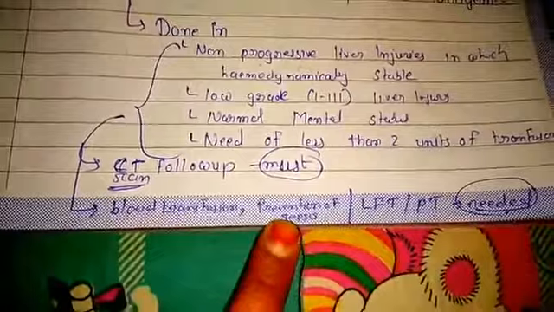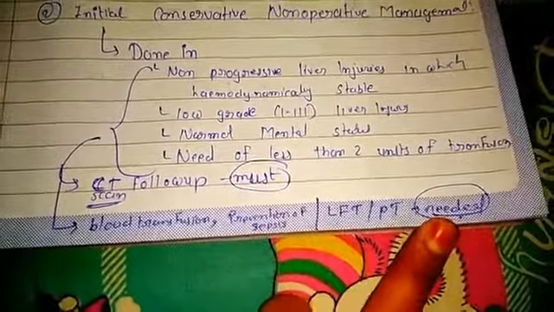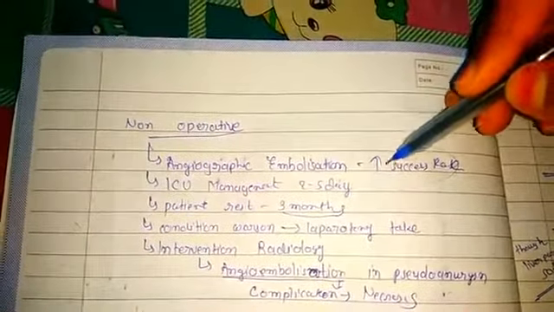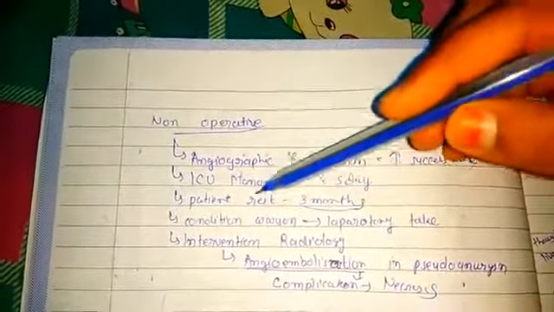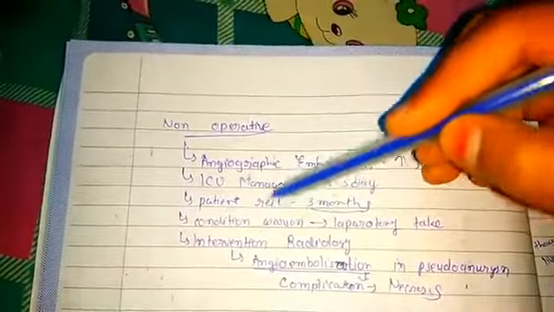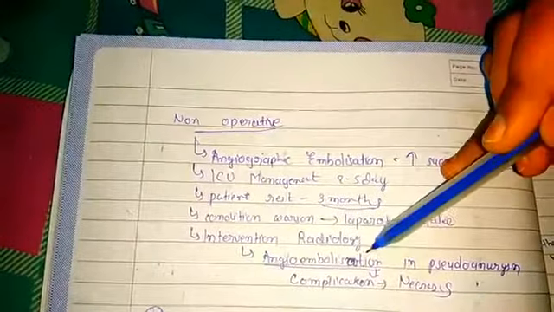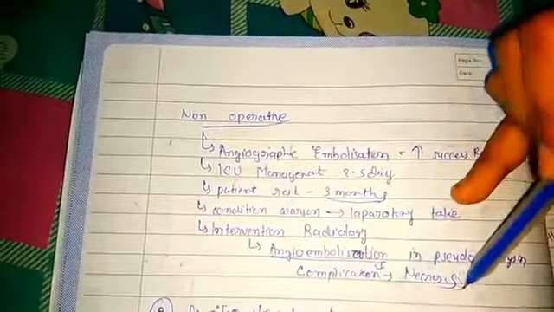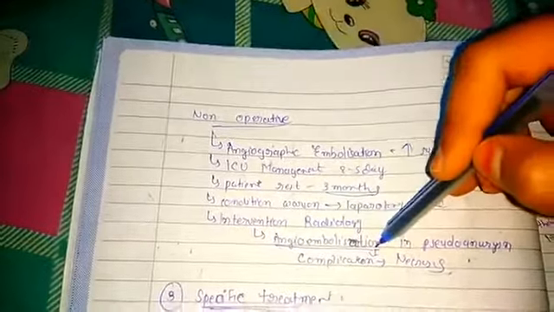Then blood transfusion and prevention of sepsis. Then liver function test and prothrombin time are needed. In non-operative management, first we go for angiographic embolization, whose success rate is very high. Then ICU management for 2 to 5 days. The patient rests for 3 months. If the condition worsens from this level, we can go for laparotomy. Interventional radiological measures, angioembolization, can be used in pseudoaneurysm, and the complication of angioembolization is necrosis. So care should be taken in angioembolization.